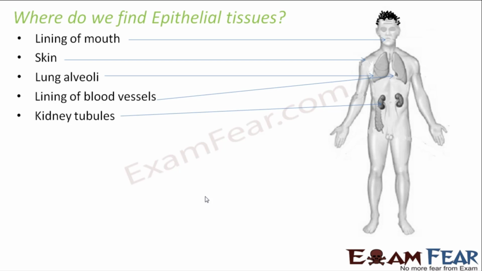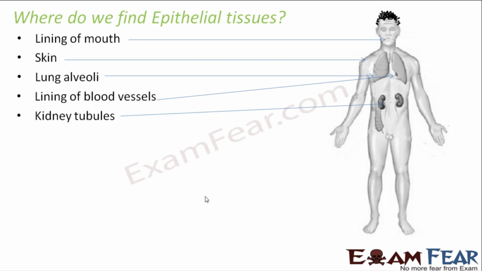Not only this, there are some other places also. For example, the digestive tract, the sweat glands. There are so many glands which have epithelial tissues. We will talk about each of them as we go ahead with the slides and as we talk about the different types of epithelial tissue. So we are learning things one by one.